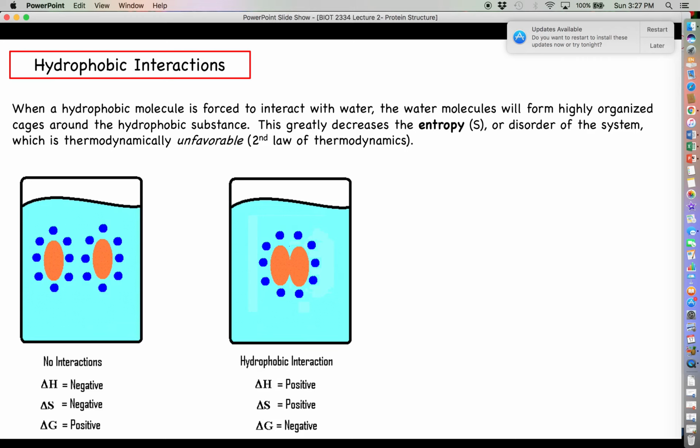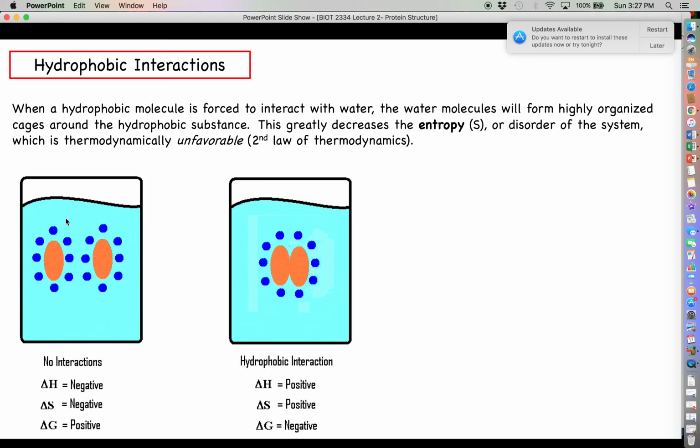Okay, so let's talk a little bit about the physics behind hydrophobic interactions. So we know at this point hydrophobic molecules, their deal is that they don't like water, right? Well, we need to explain that more than just kind of colloquialisms, right? So when a hydrophobic molecule is forced to interact with water, the water molecules are going to form highly organized cages around the hydrophobic substance.